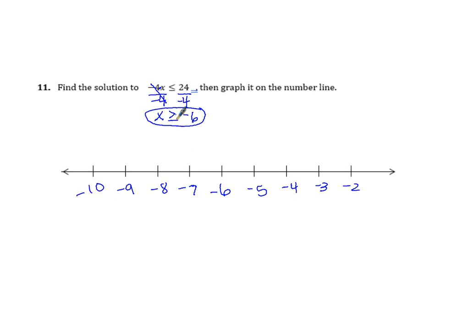So we have x is greater than or equal to negative 6. So we want to put a circle on negative 6, but it needs to be closed because we had that greater than or equal to. So fill that in. And x needs to be bigger than negative 6. So all of these values to the right here are bigger than negative 6. So we need to be shading to the right.